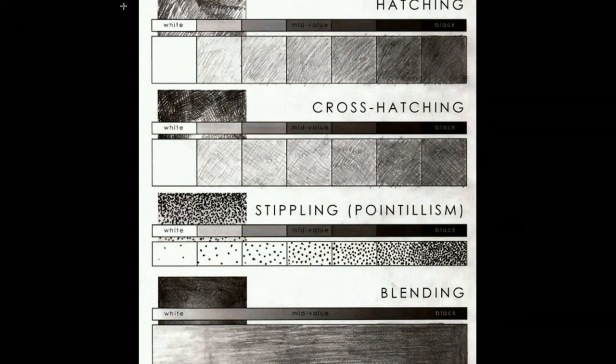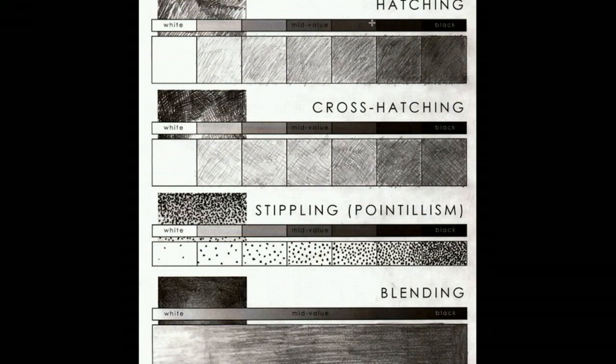So we're going to take a look at what a value scale looks like, and we're going to practice making some different values, which means different versions of light and dark. Let's take a look at an example of what a value scale looks like. There are 4 different examples of techniques of making value scales. These are some new vocab words that we're about to learn.